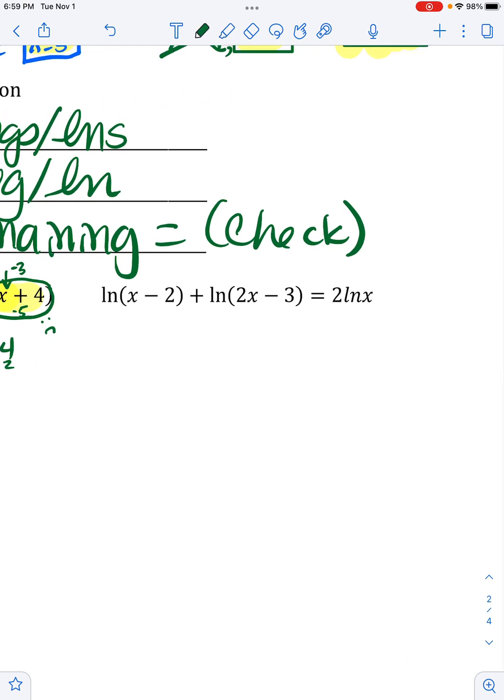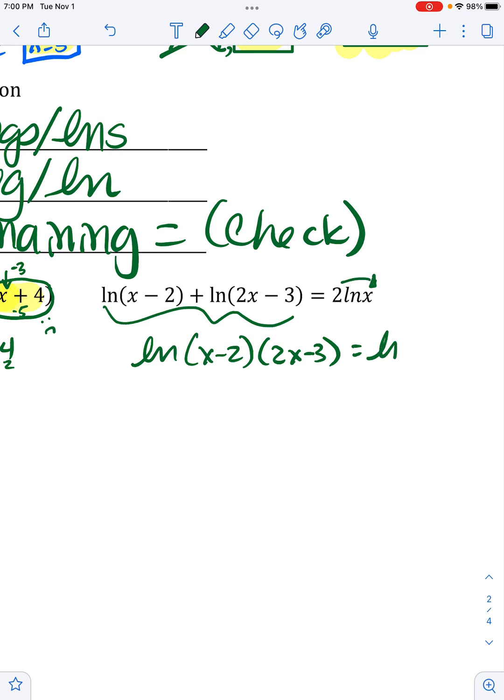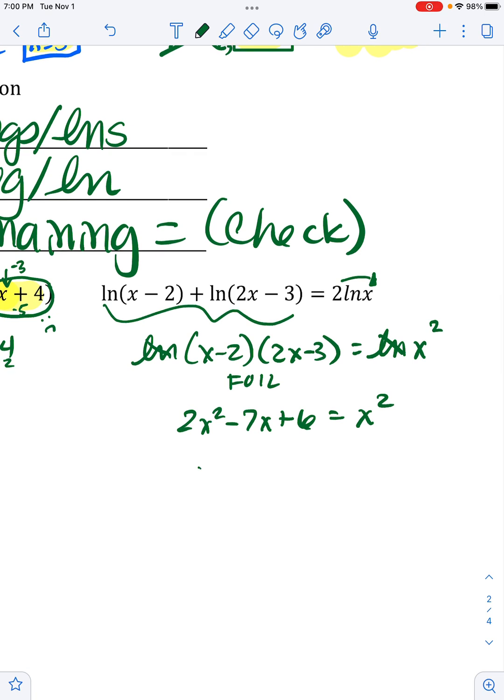And in this last example, I know you're grateful that it's the last one, these have to go together by multiplication because they were separated by addition. And then over here, I need the ln without a 2 in front, so think about where else it can go. ln x squared. So I'm going to cancel these ln's, but now I need to FOIL this thing out. So I'll have 2x squared minus 7x plus 6, and I'm not teaching you how to FOIL. I need it equal to 0, so I move my x squared over by subtraction.